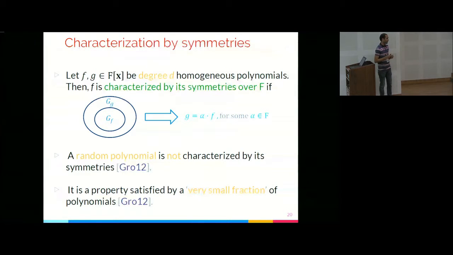Now, does a random polynomial have symmetry? If a random polynomial is, say, a set multilinear polynomial, then it has, but if it is arbitrary, then it only has the identity, with high probability.